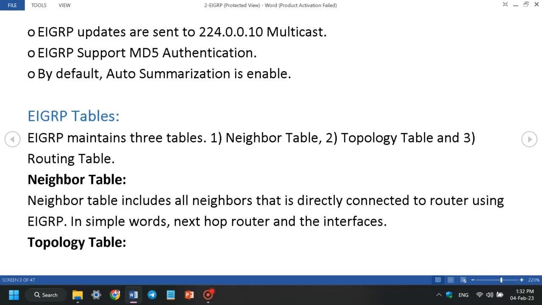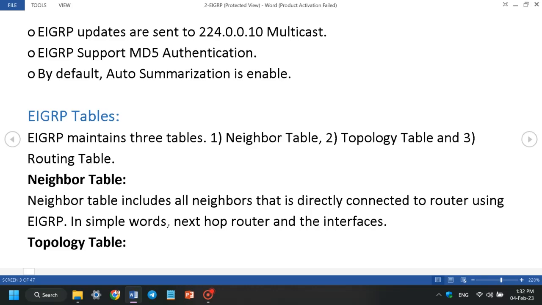EIGRP maintains 3 tables: the neighbor table, the topology table, and the routing table. The neighbor table includes all neighboring routers that are directly connected to the router using EIGRP. In simple words, the next hop router and interfaces. That means a router which is connected directly to the neighboring routers. All neighboring router details should be in the neighbor table, we can see.